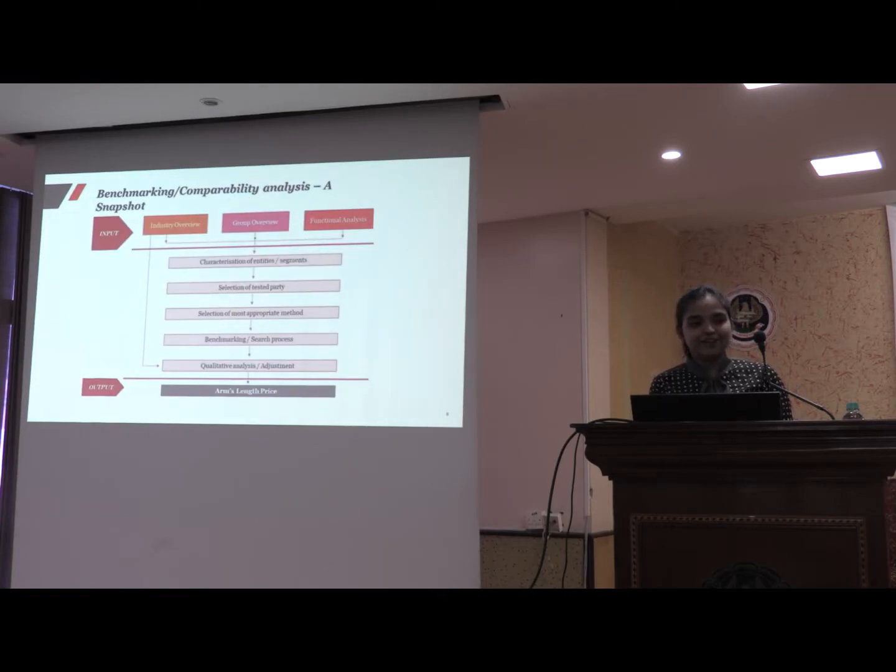So here we have inputs, as we discussed: the industry overview, the group overview, and the functional analysis. All these are interlinked. Whatever we write and interpret in the industry overview, group overview and functional analysis will form the base for the next steps: the characterization, selecting the tested party, selecting the most appropriate method, doing the benchmarking analysis in the search process, and doing a qualitative review. It means the business review, whether the business is similar to what we do, and making any adjustments if we require, and arriving at the arm's length price.